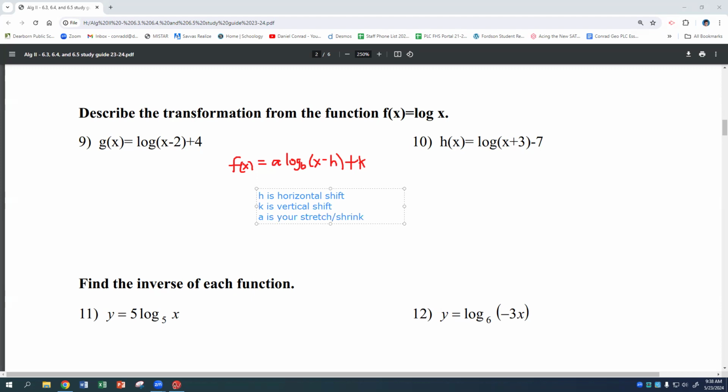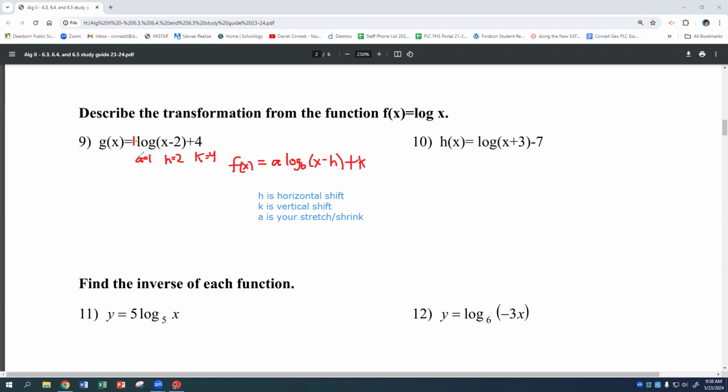A could also be a reflection. If it's negative, it would be a reflection across the x-axis. Or if there's a negative on the inside, it would be a reflection across the y-axis, but we're not going to worry about that for our purposes. Okay, so the first one, a here is just a 1, right? There's nothing in front, so there is no stretch or shrink. h here is going to be 2, and k is going to be 4.